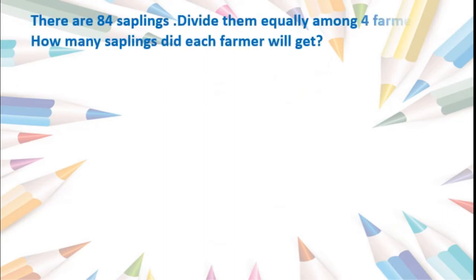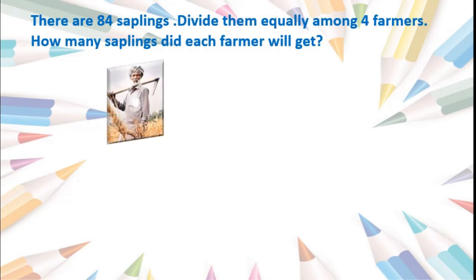Okay, now one more sum is there. There are 84 saplings. Divide them equally among 4 farmers. How many saplings will each farmer get? What is the meaning of saplings? Saplings means chote chote paude, small plants. Okay, we will see here.